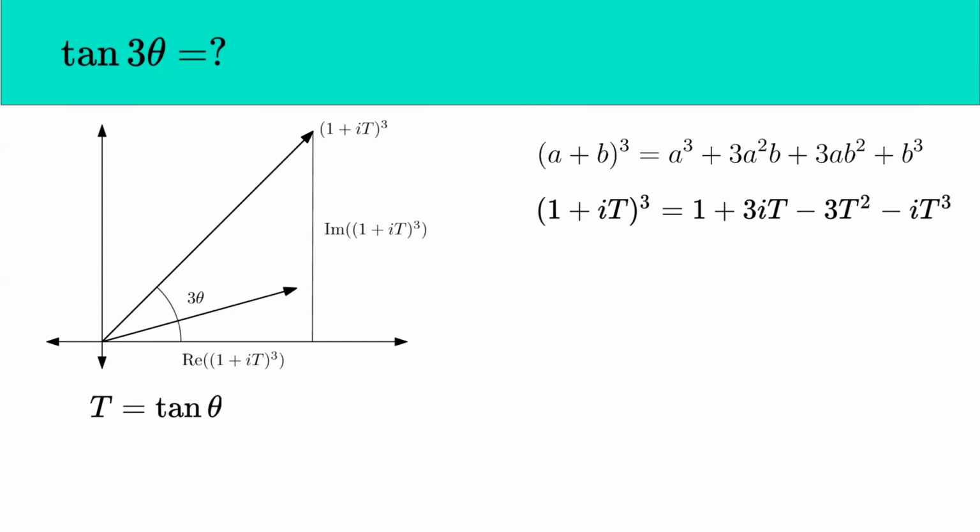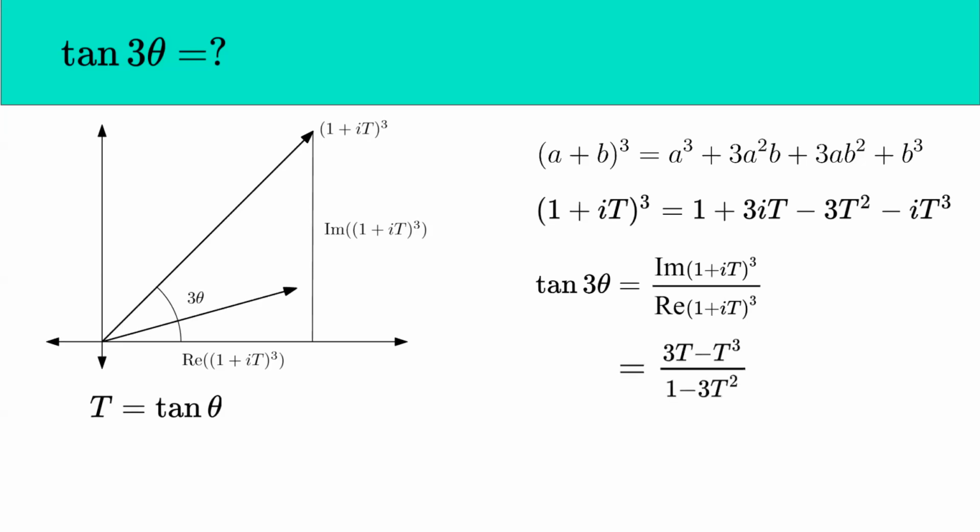From the diagram, it is clear that tangent of 3 theta is opposite over adjacent, or the imaginary part of 1 plus it cubed divided by the real part of 1 plus it cubed. Substituting, we get 3t minus t cubed divided by 1 minus 3t squared. Recall that t was tangent of theta. So substituting, we get the formula for the tangent of the triple angle.